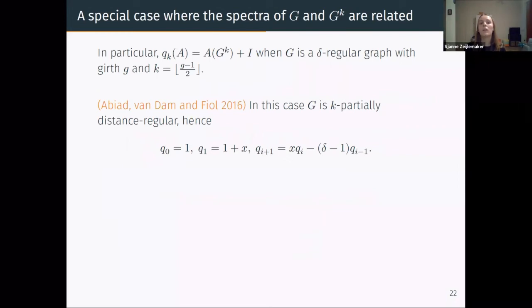Now there's one particular case when we always have equality in this lemma, and this is when we have a regular graph and we choose k in terms of the girth. So the girth minus 1 divided by 2. And in that case, the graph is k partially distance regular. What this means in particular is that these predistance polynomials are easier to compute. We could just solve this recursive function. So that also means that our bound is much easier to compute and apply.